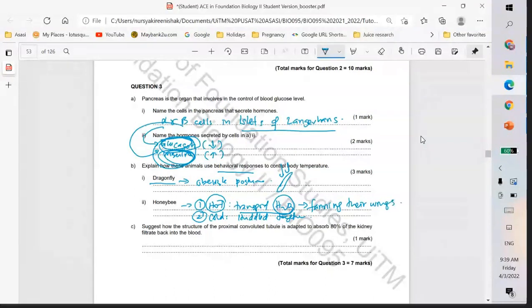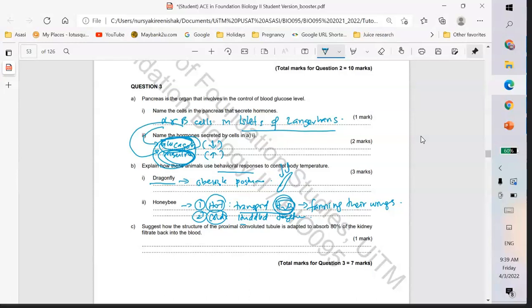They will fan their wings to cause the water to evaporate and bring along the heat from the hives, to cool down the colony of bees in the hives. For cold water, they will huddle together, close to one another, so this is to reduce heat loss from the bees.